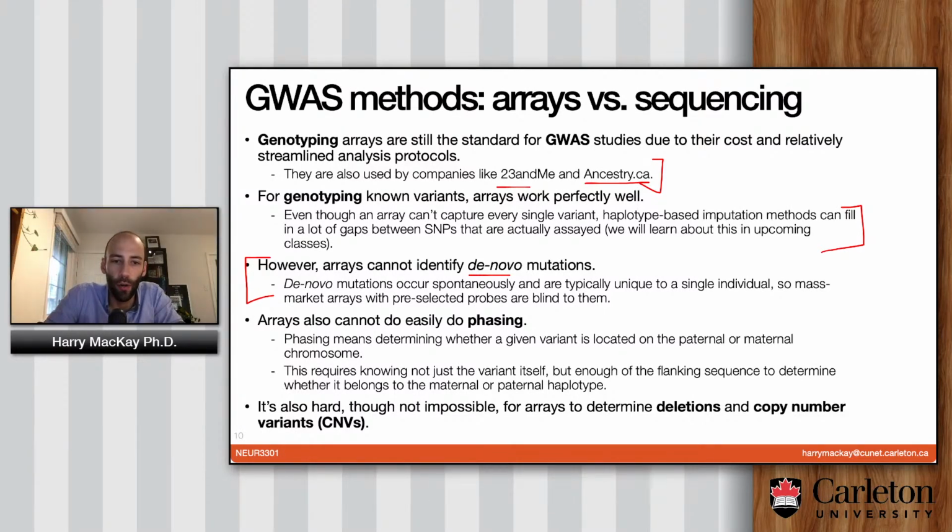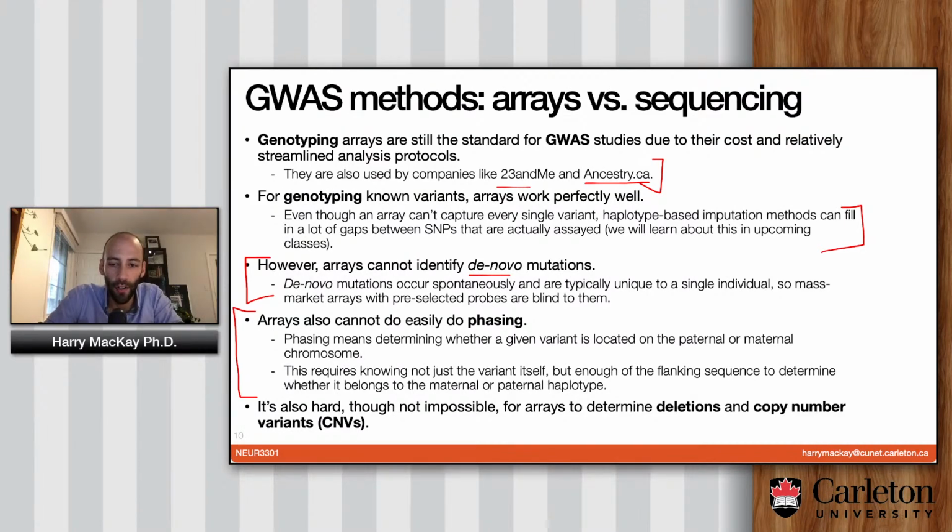Arrays also cannot easily do phasing. We'll talk about phasing more in the future, but essentially what this means is determining whether a given variant that you've genotyped is located on either the paternal or maternal part of the chromosome. So in order to do this, you need to know not only the variant, but the sequence that's flanking it, because you need to be able to link it to whether it came from mom or dad. We'll get into that later, but that's a fairly relevant thing too.